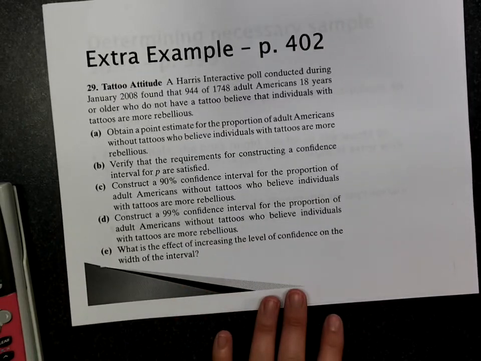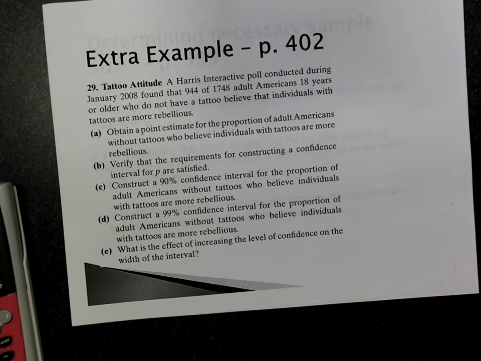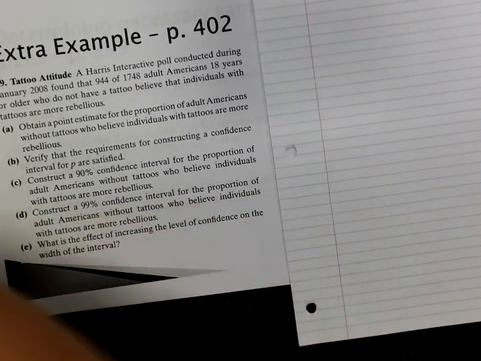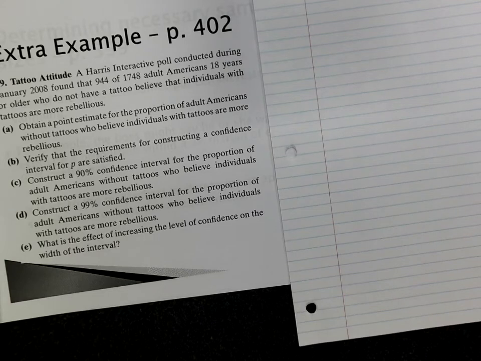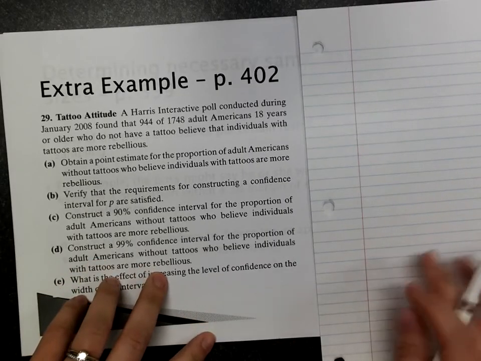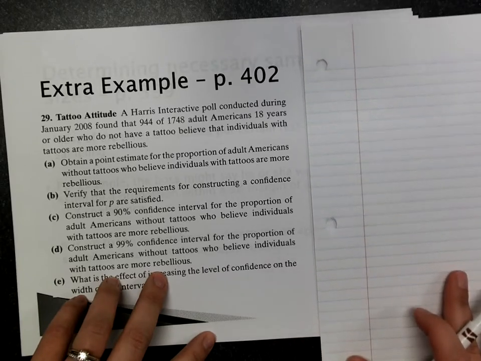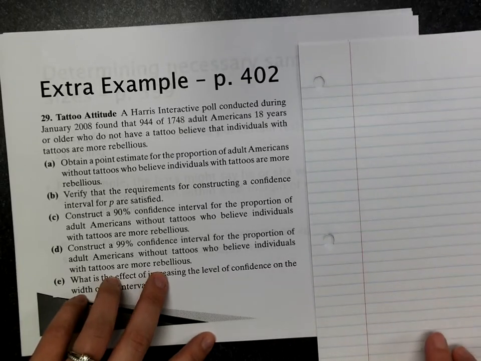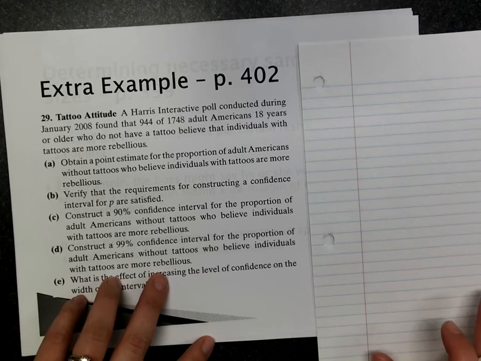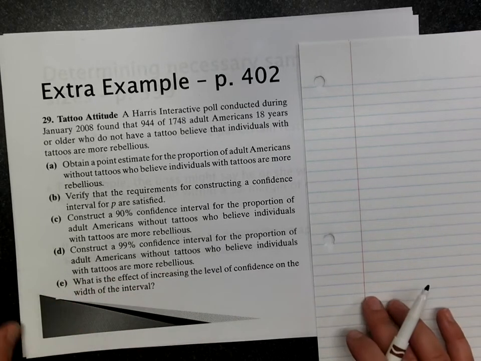All right, so let's look at another example. I'm going to get out a separate sheet of paper for this one so you can see everything better. This is out of the book on page 402, number 29 in the exercise section. It's about tattoos. It says a Harris Interactive poll conducted during January of 2008 found that 944 of 1,748 adult Americans 18 years or older who do not have a tattoo believe that individuals with tattoos are more rebellious.